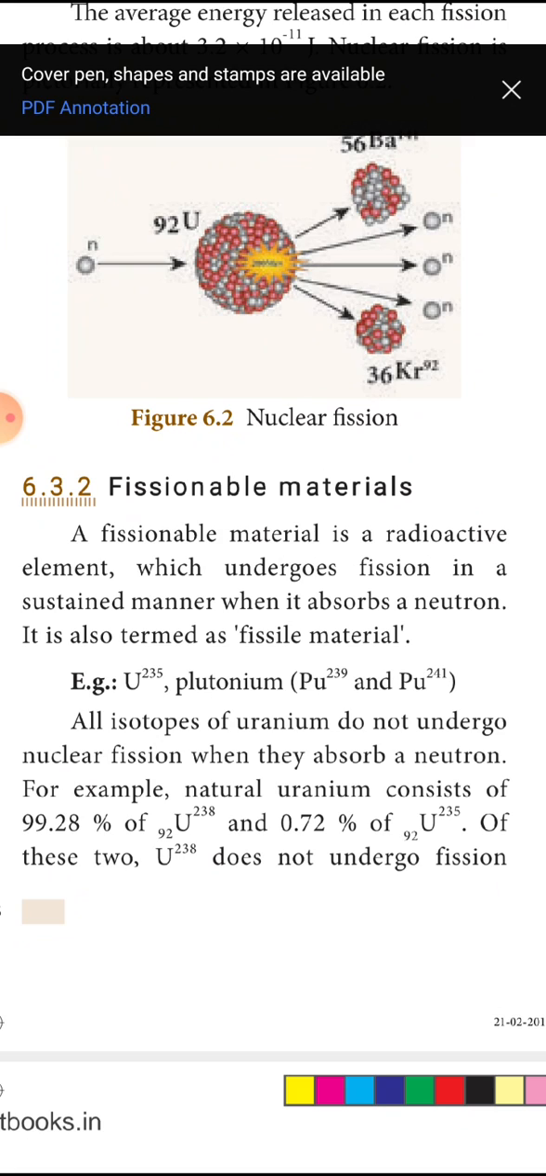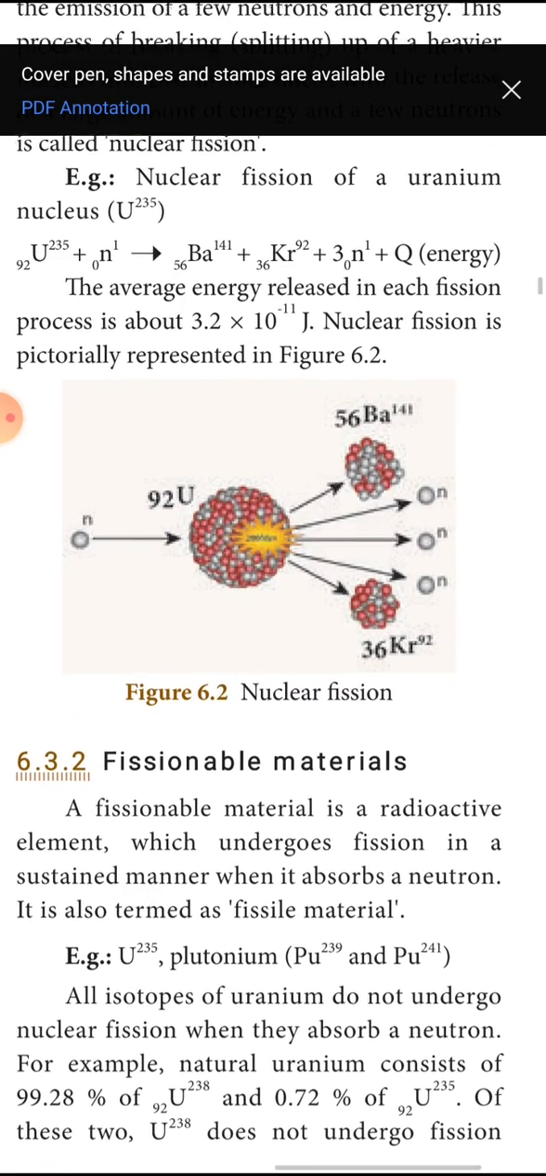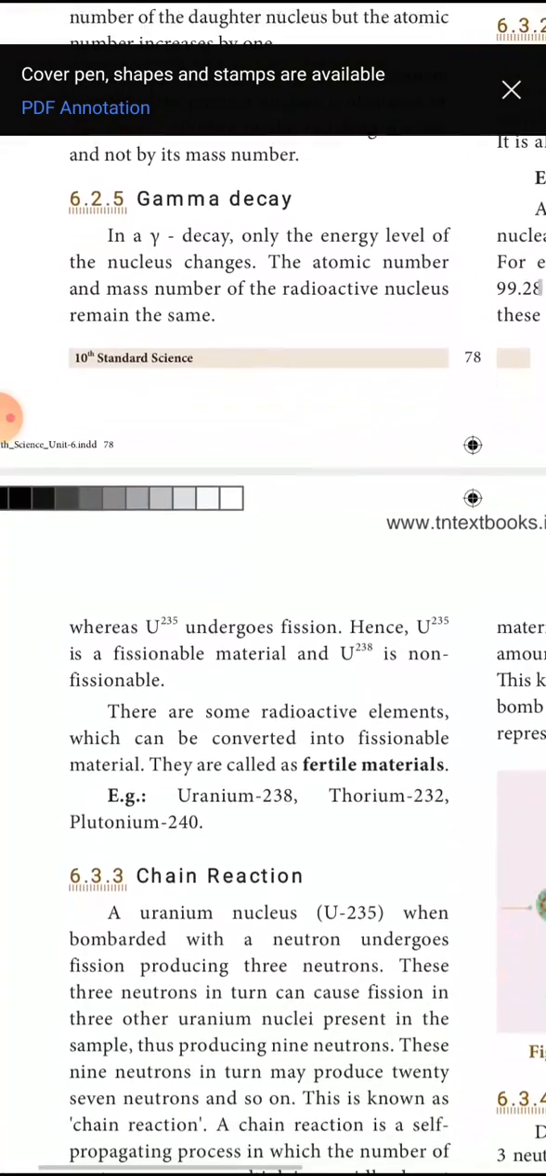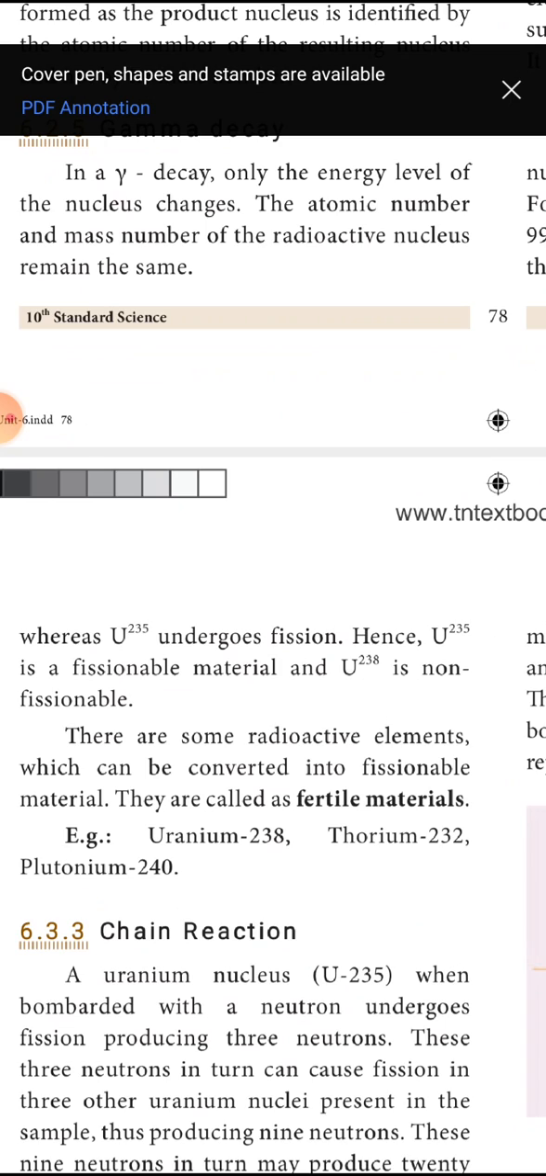All isotopes of uranium do not undergo nuclear fission when they absorb a neutron. For example, natural uranium consists of 99.28% and 0.72%, and of these, the 99.28% does not undergo fission. So only uranium 235 with atomic number 92 will undergo the fission process. Hence uranium 235 is a fissionable material, and uranium 238 is a non-fissionable material.